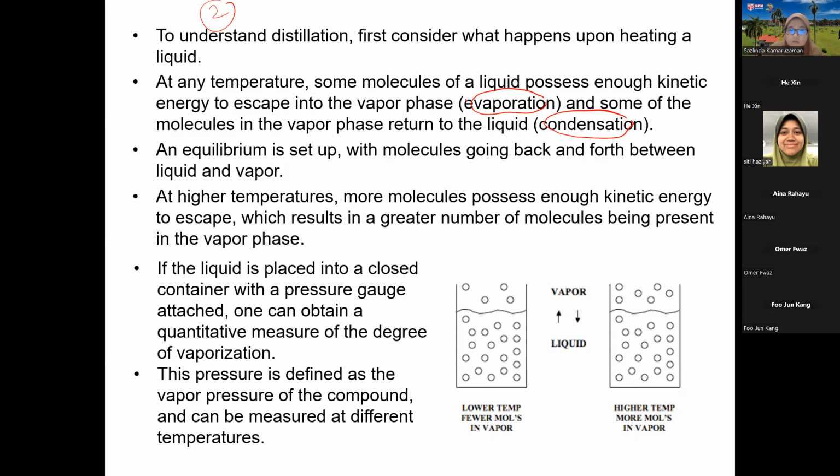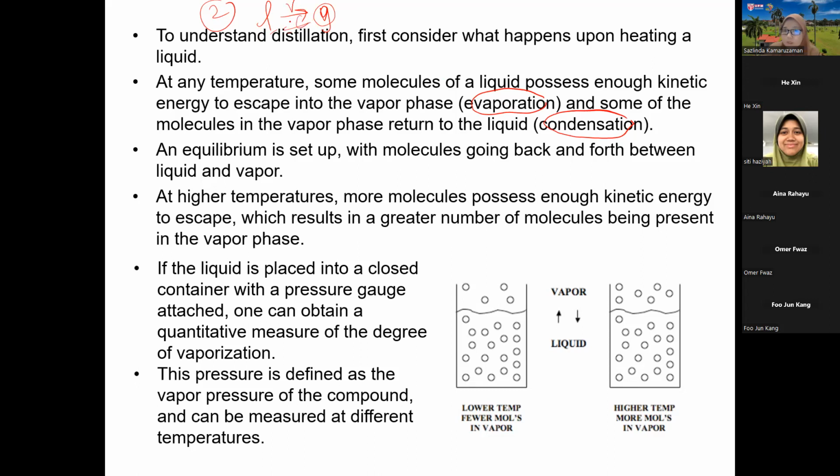When we talk about vaporization, you know that the liquid will be converted into gas, or we call it vapor. And then it is possible for this gas to go back again to liquid. So the final product that we can collect is the liquid. So this is distillation, involving vaporization and also condensation.